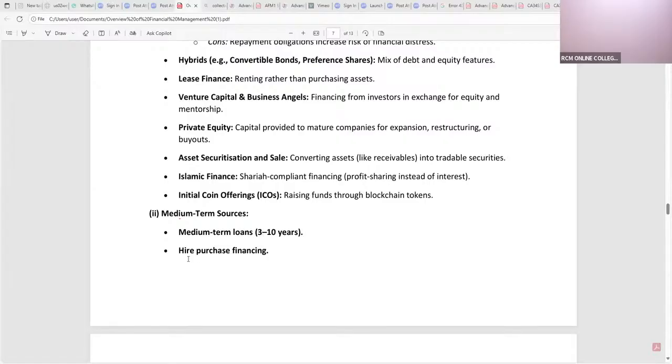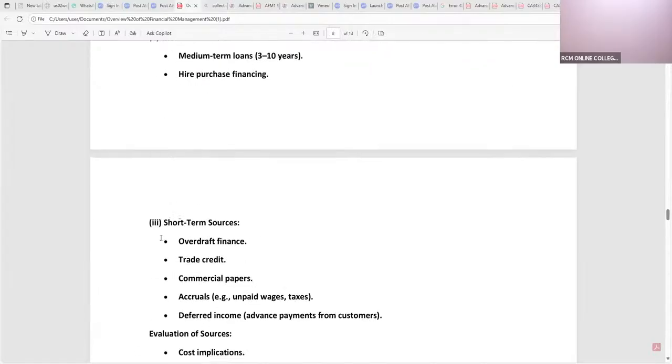So then we have hire purchase financing. I hope you know what a hire purchase is. Then we have short-term sources. Before we were able, ladies and gentlemen, to break through as a college, we used to work with overdrafts. You know what an overdraft is? You are able to overdraw your account. So your account doesn't have money.